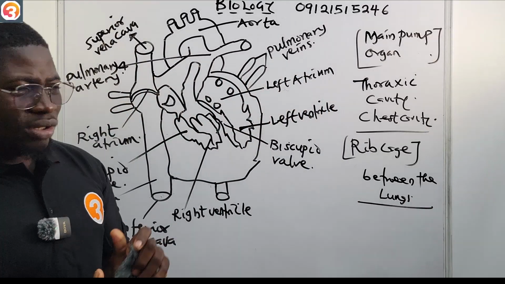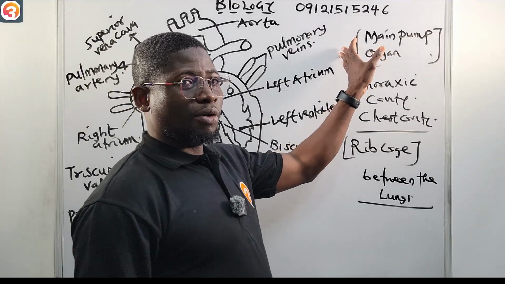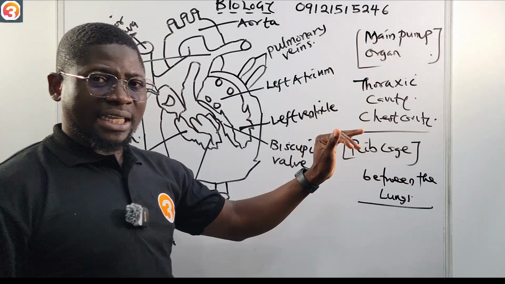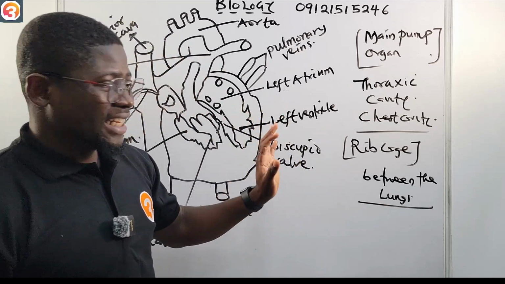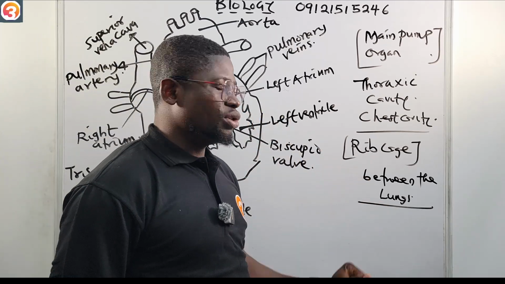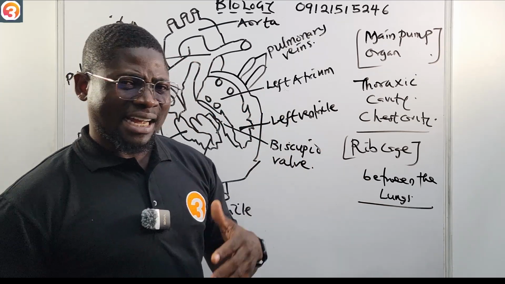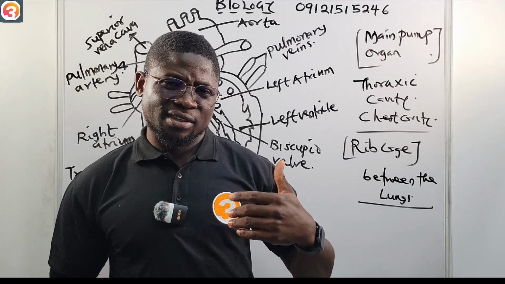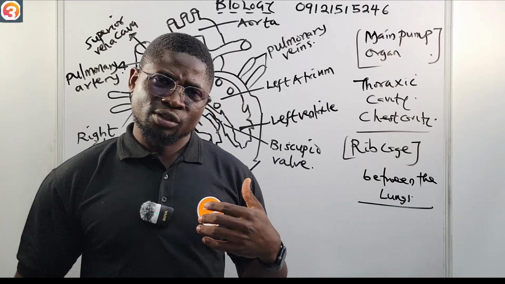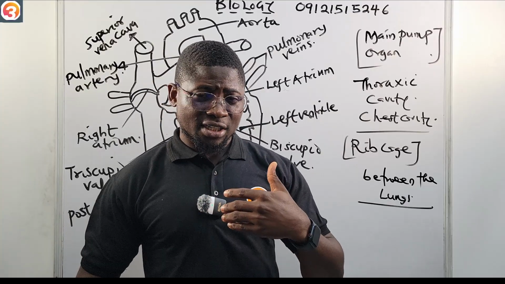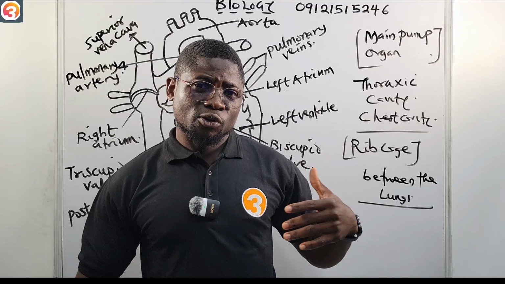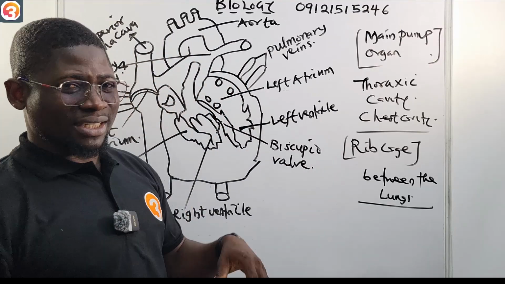So what have we said so far? The heart is the main pump organ of the body. It is located in the thoracic cavity or the chest cavity, protected by the rib cage and situated between the lungs, just around the center of the chest, to the left, close to your breastbone. To the left side, not to the right. The center of your chest to the left, closer to your breastbone. That's where you see the heart.